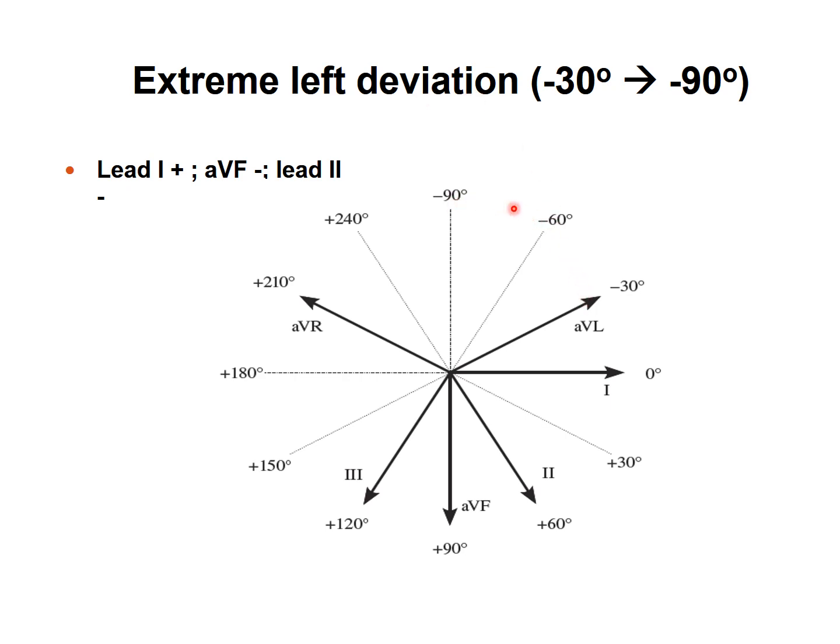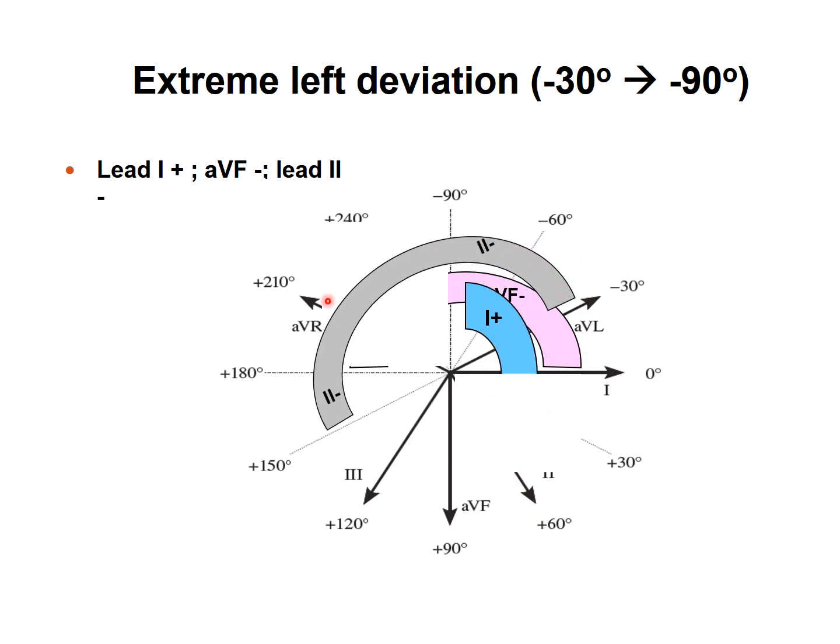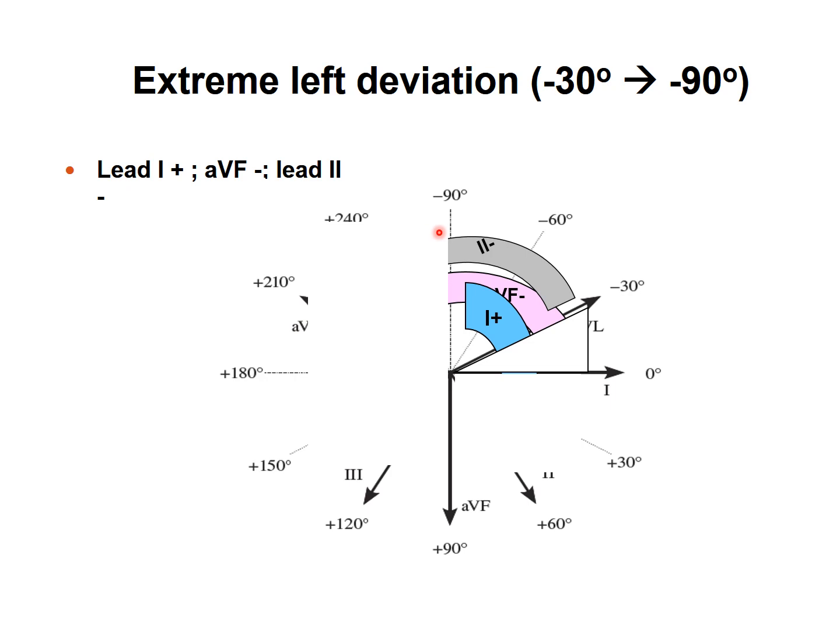Next one, extreme left deviation. Extreme left deviation ranges from minus 30 to minus 90. We have to be on the left side, so lead number 1 has to be positive. Because we are up here in this area, AVF should be negative, so the common part is between 0 and minus 90. Whether we are over minus 30 or not, which lead is perpendicular to minus 30? Lead number 2. So lead number 2 should be negative, and this way we have a portion that ranges from minus 30 to minus 90.